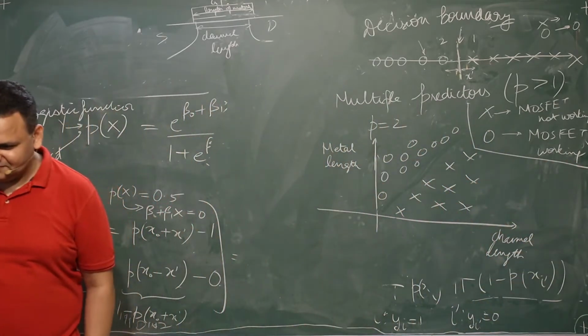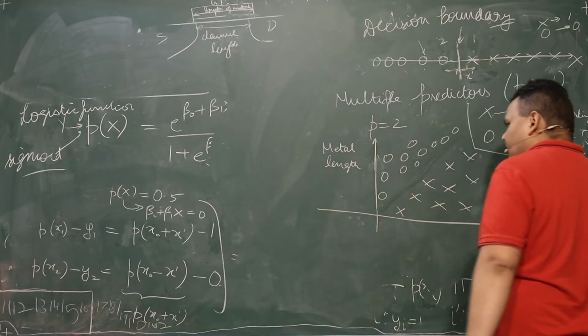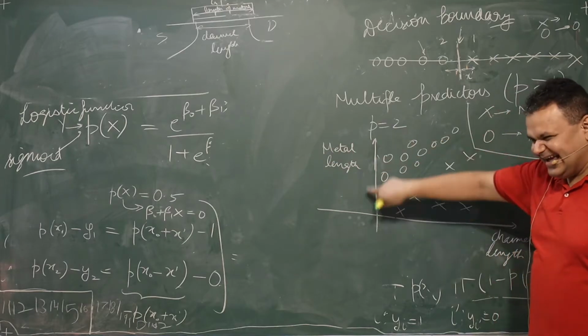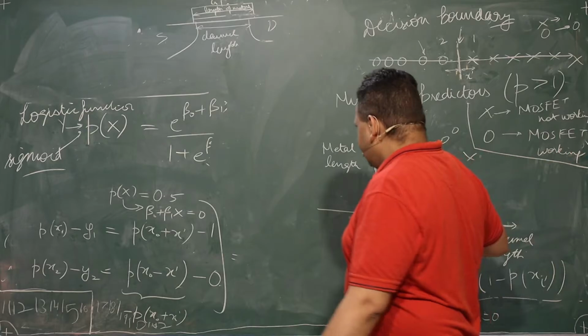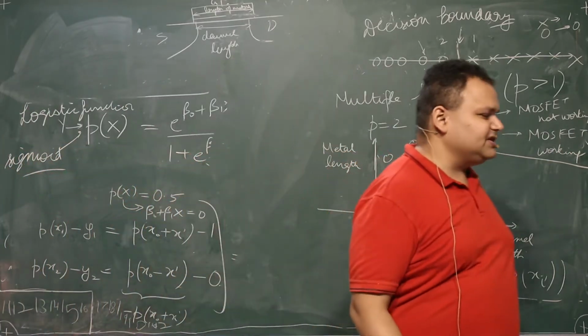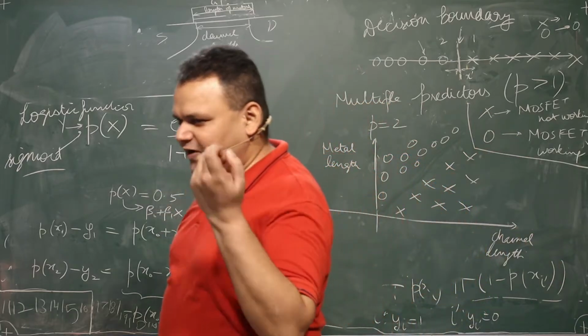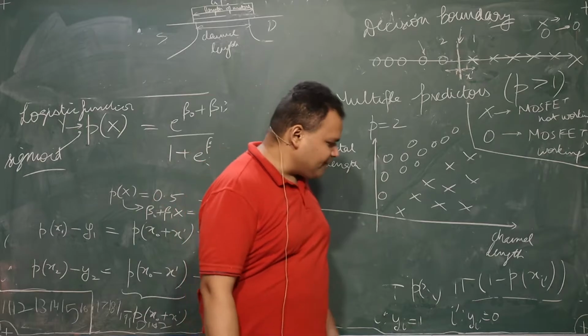Does everybody understand the example? This is the length of the metal on the y-axis, and we have drawn the length of the channel on the x-axis. We have drawn each point as either a 0 or a cross. 0 means the MOSFET works fine, and cross means the MOSFET doesn't work.